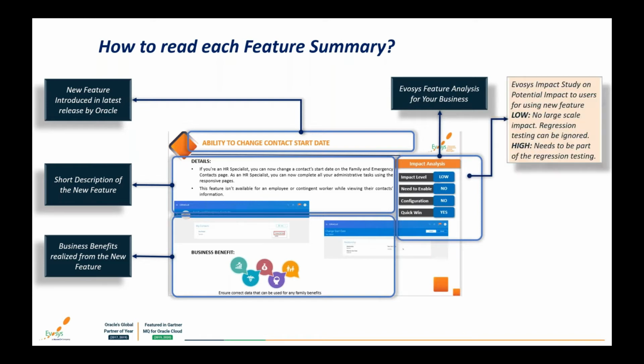So firstly, you've got your impact level. A low would mean it's not going to have a large scale impact, so regression testing may not even be required or may be minimal. And obviously a high would be the exact opposite.